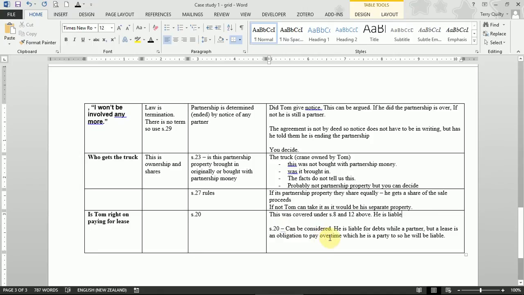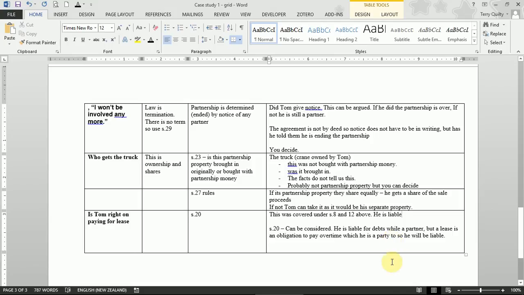If we consider section 20, he's liable for debts while a partner. A lease is a long-term obligation, but it was signed at the time. So he was a partner when the obligation was undertaken. So his obligation to pay out the full term of the lease exists at that time.